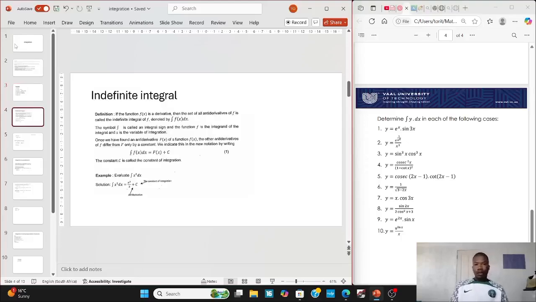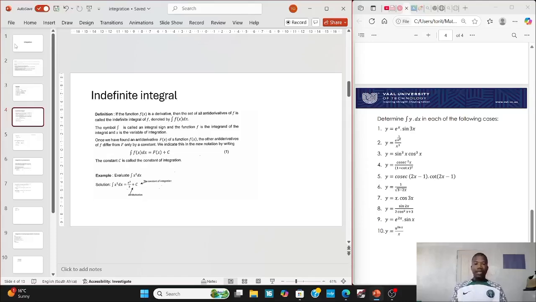Now, we talk about indefinite integrals, right? If the function f of x is a derivative, then the set of all antiderivatives of f is called the indefinite integral of f, denoted by the integral of f of x dx. The symbol is called an integral sign, the function f is the integrand of the integral, and x is the variable of integration. So x is the variable that we have to work with.